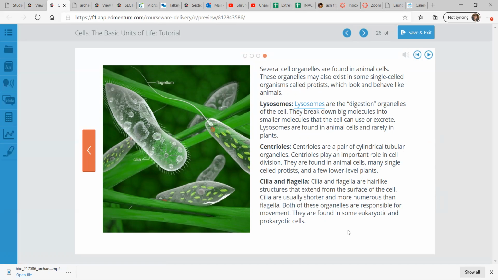And cilia are usually shorter and more numerous than flagella. Both of these organelles are responsible for movement. These allow the cells to move. They're found in some eukaryotic cells and prokaryotic cells. So cilia are the tiny ones, and then flagella is this very long strand, at least compared to the cilia.